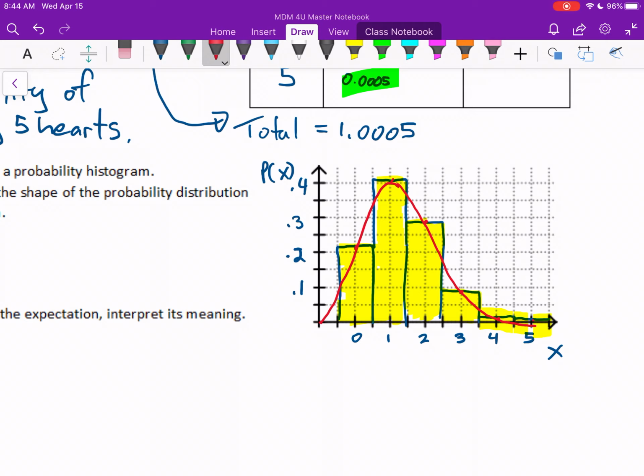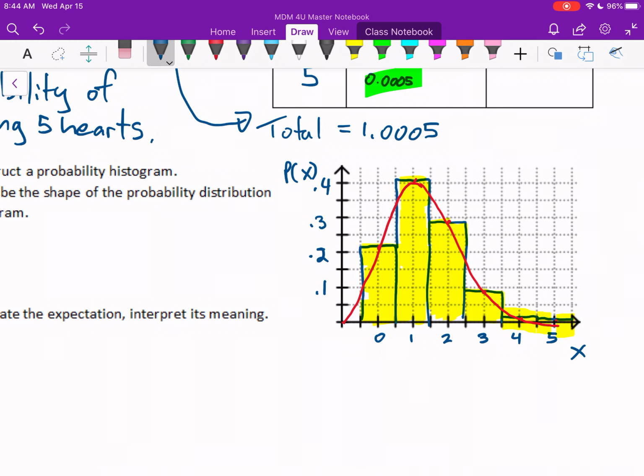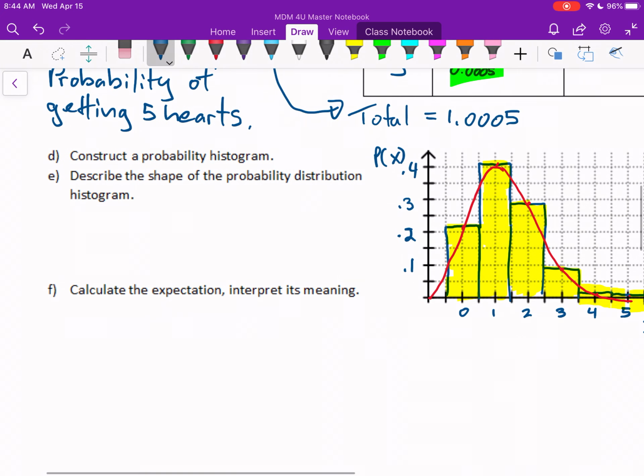This is what we would call right skewed. Right skewed distributions have a tail on the right hand side, so extend that tail out just like you can see on the graph. Right skewed.